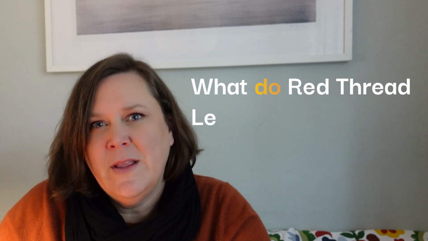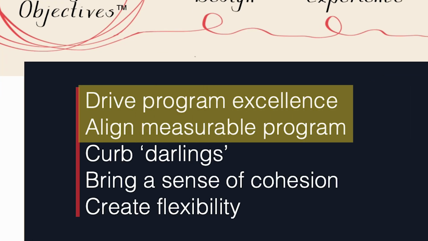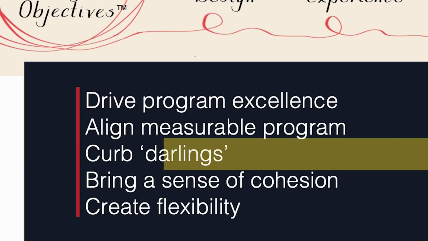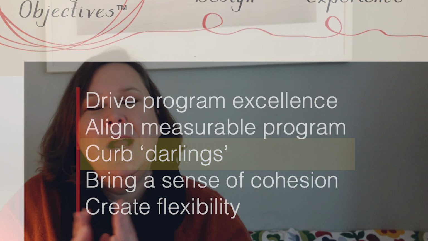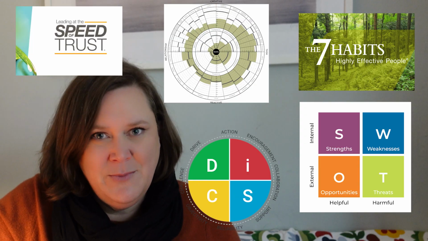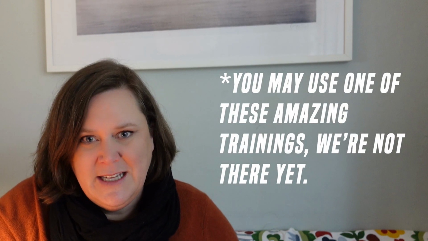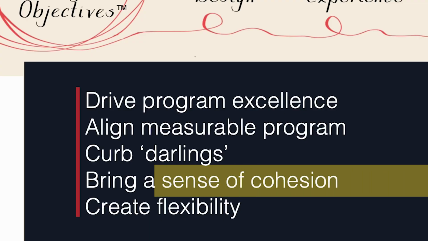What do red thread learning objectives give you? They drive program excellence because they keep everything aligned and intentional. They curb the darlings. So those people who are like, oh, I went to this one engagement and they played this really fun game. Oh, I went to this great training and I loved their model for how to be a great leader. So we're going to curb those darlings a little bit. We're going to stay on track. Then it's going to bring a sense of cohesion. Any good design is the design you don't notice.